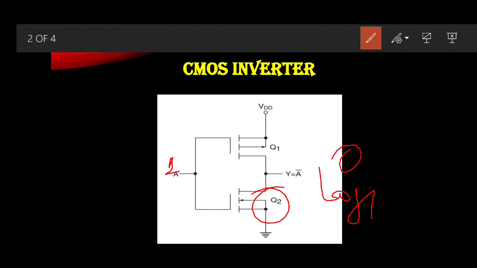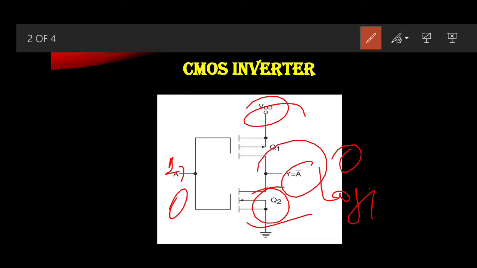When the input is in the low state, that is logic 0, then what will happen? Q1 will be in conduction and Q2 will be in the cutoff. The conducting P channel device will provide a path for VDD to appear at the output, so that the output will be high. That means if the input is 0, then the output will be logic 1. Floating inputs could lead to conduction in both MOSFETs and a short circuit condition, so it should be avoided.